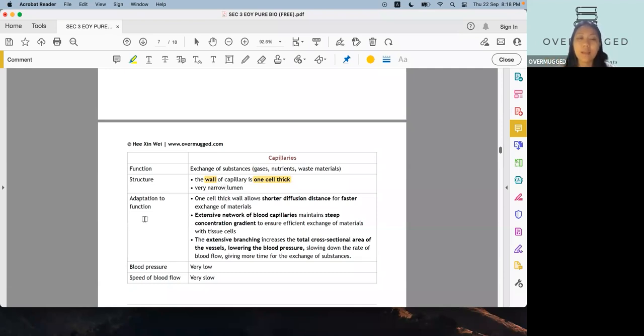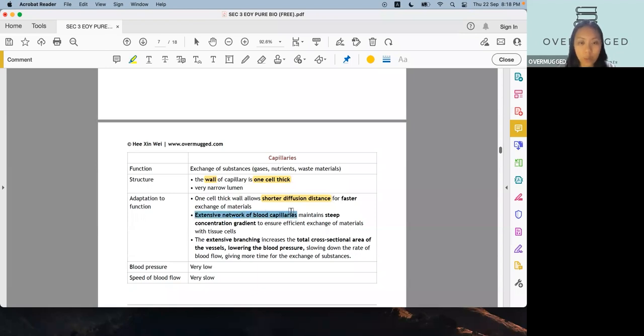Okay, and how does the structure support the function? Being one cell wall thick offers a shorter diffusion distance, so therefore the exchange of material is faster. That's really important. Imagine one cell is like walking 10 meters and two cells is like walking 20 meters. So of course you want to walk 10 meters, right? So that's faster. So faster exchange of substances.